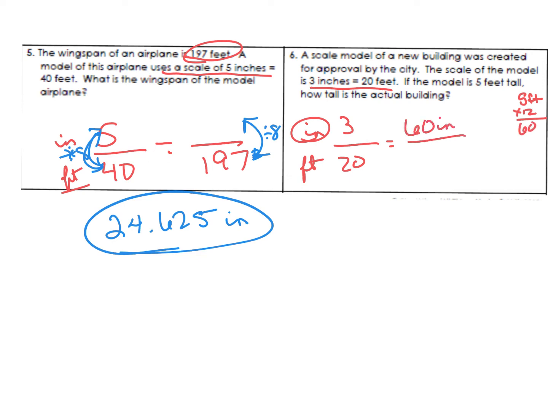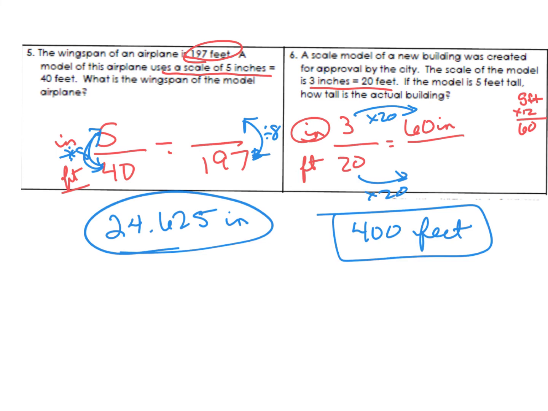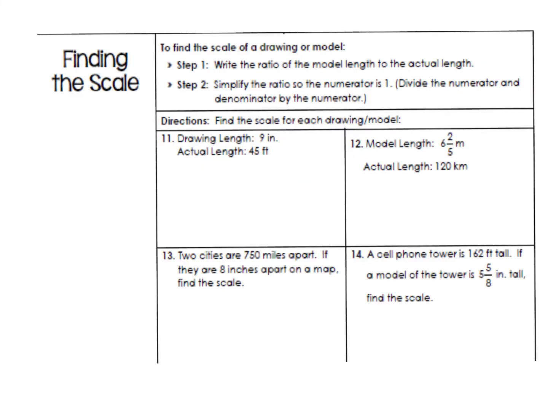How many feet would that be? And again, I'm going to go easy. So 3 times 20 gives me 60. So 20 times 20, that gives me the building is 400 feet. So let's find the scale now. Kind of, sort of, a little bit different, but doing basically the same thing.